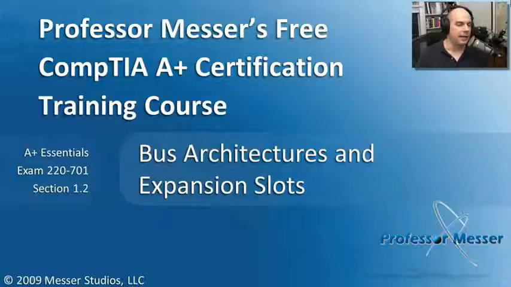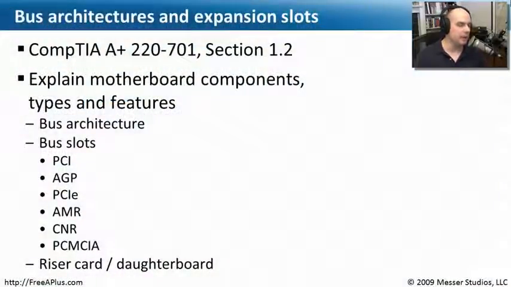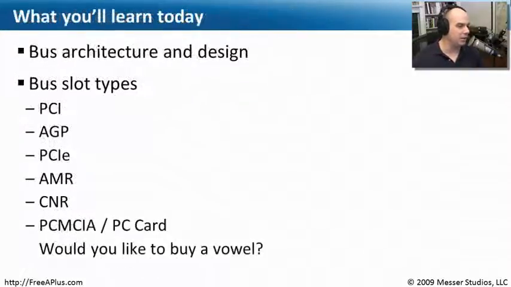I'm James Messer, and in this module we're going to look at the requirements from our CompTIA A+ 220-701. That's our Essentials exam, section 1.2. We're learning all about the motherboard components, and we're going to look at our bus architectures, and learn about PCI slots, AGP, PCIe, AMR, CNR, PCMCIA. We need more acronyms in our industry, and I'm bringing them to you. We'll also look at riser cards and daughter boards and what those mean too.